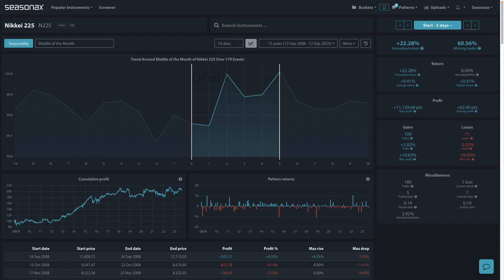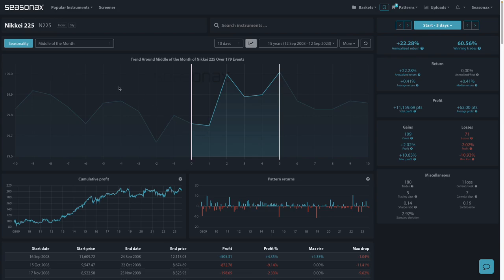One of the key features around seasonality is the so-called turn of the month effect. This is when major indices tend to gain around the end of a month and into the first few days of the new month, mainly due to flows. However, using Seasonax, you can also look at the seasonality for indices around the middle of the month, as I've got outlined here. And this can show some surprising seasonal biases.